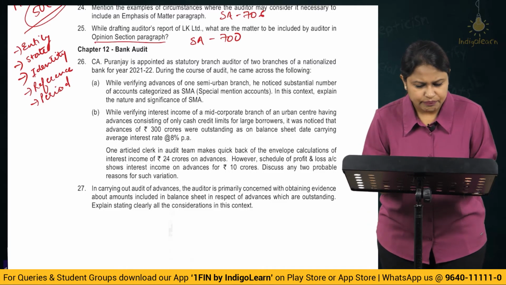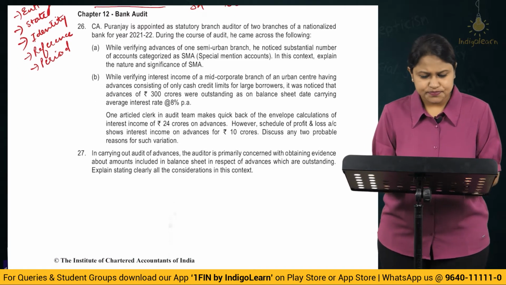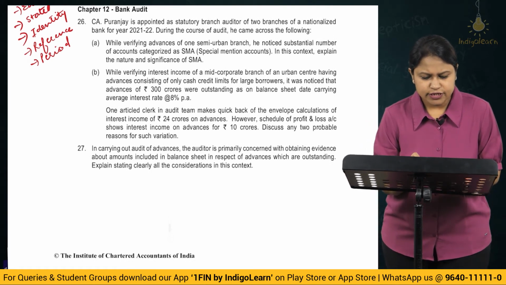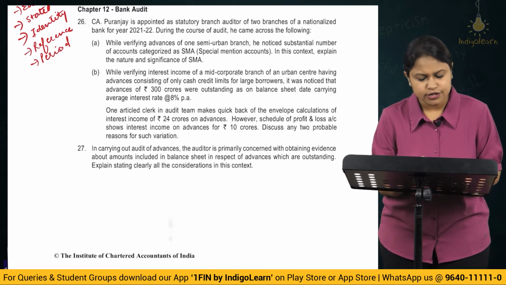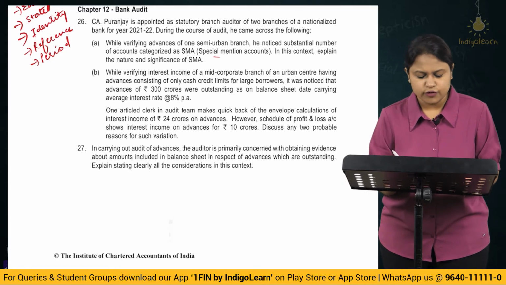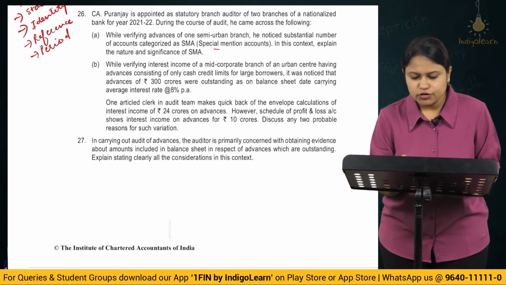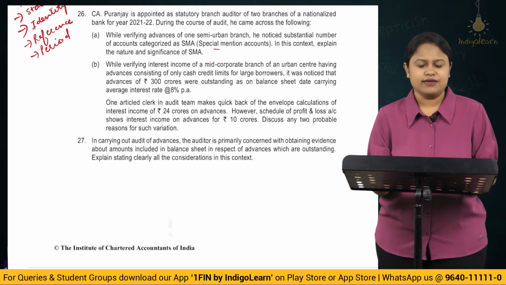So that's very simple. Okay, then come to Chapter 12, bank audit. Question number 26, that is C.A. Puranjay is appointed as a statutory auditor of 2 branches of a nationalized bank for the year 21-22. During the course of audit, he came across the following. A. While verifying advances of one semi-urban branch, he noticed a substantial number of accounts categorized as SMA. In this context, explain the nature and the significance of SMA.